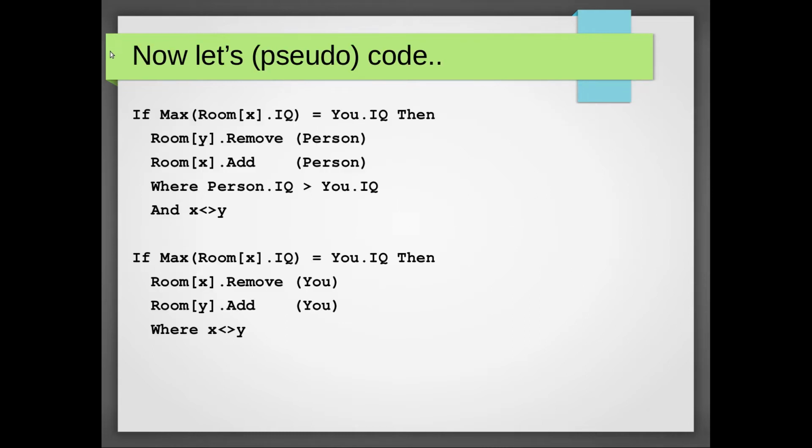It's easy enough to catch this one in pseudocode. If you are the smartest person in a certain room, you have two options. Remove a person from another room who is smarter than you and add them to your room, or remove yourself from that room and add yourself to another room.